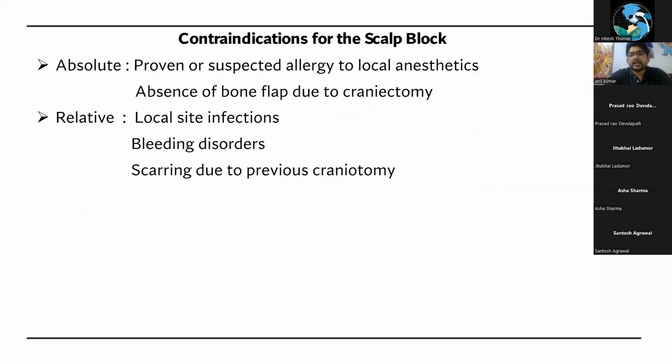So what are the contraindications of the scalp block? The most proven, absolute contraindication is allergy to local anesthetic. Sometimes craniectomies will be done, and if we give a scalp block, we sometimes inadvertently inject into the subarachnoid and subdural space. So if a craniectomy is done and there is no bone flap, it is necessary to avoid the scalp block in post-craniectomy patients.